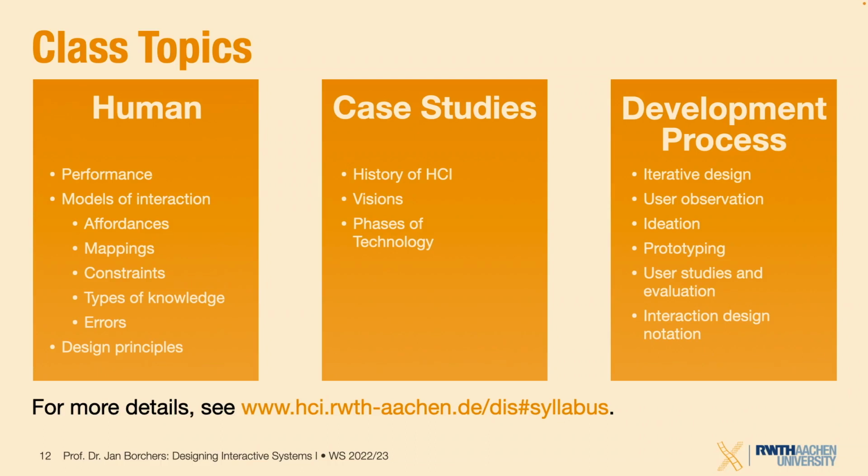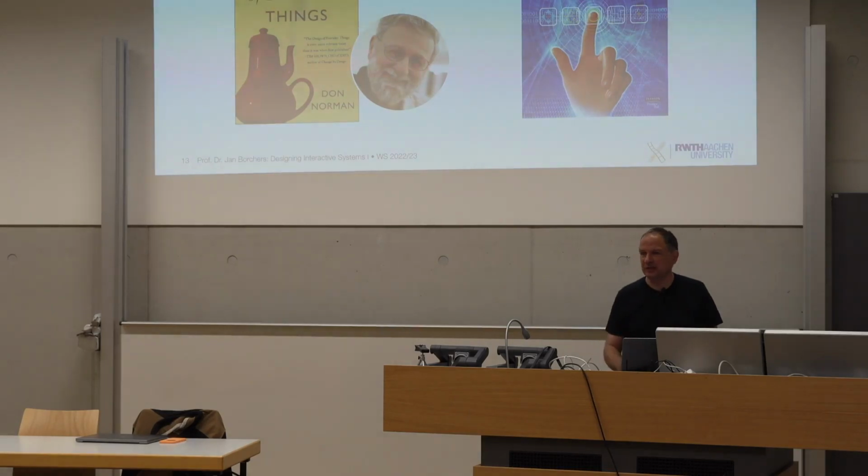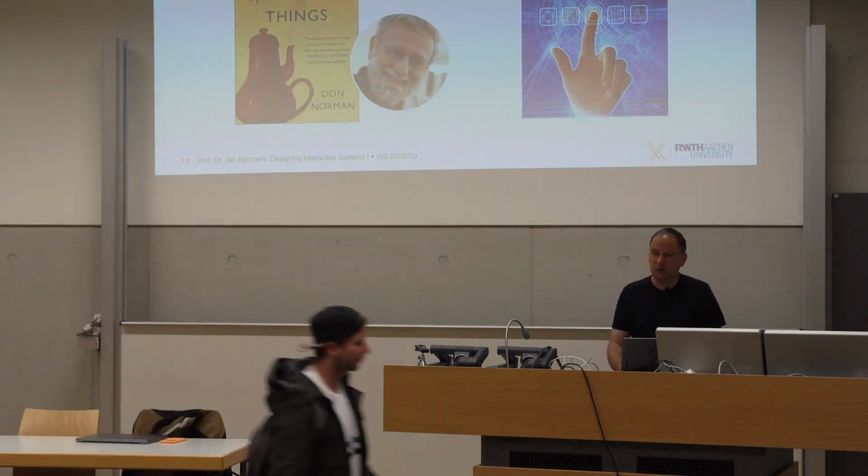All right, this class actually has, for the first part here, the human, so to say, a textbook. And that textbook is called The Design of Everyday Things. It was written by Don Norman. Originally, it was called The Psychology of Everyday Things, and then he discovered that nobody buys a book with that title, and he renamed it to Design of Everyday Things. It has been probably the single best-selling book on HCI for a broader audience.